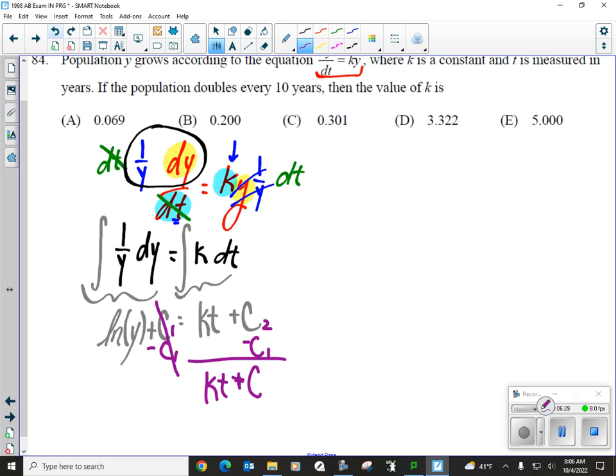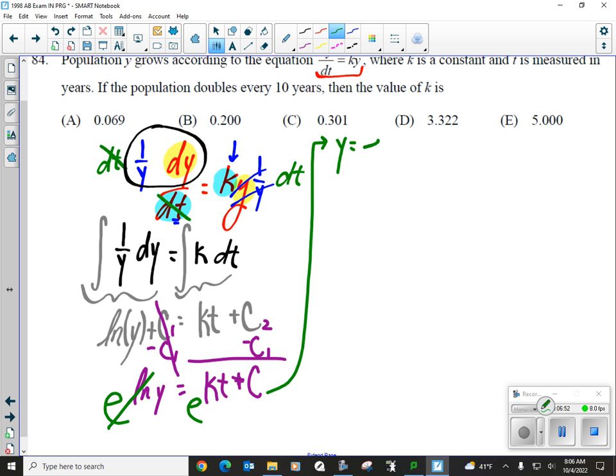So now I have the ln of y equals kt plus c. All right, everything's doing good. And we will go green. Now I'm going to do a base e, because that is going to get my y alone. y equals e to the kt plus c.